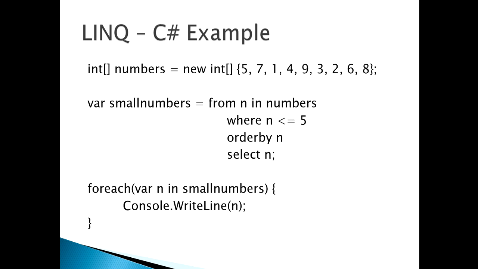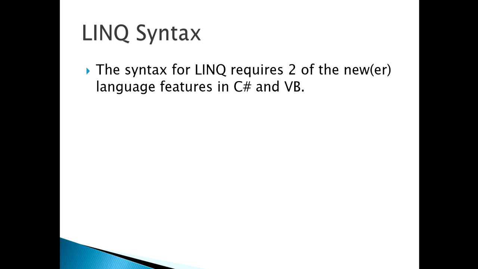Just a quick example here, with an array of integers, I might do this kind of expression: from n in numbers, where, and then an order by, and then we finally say select n. So the select comes at the end, and the from comes at the beginning, right? We'll get into the details a lot more coming up, but just in terms of the syntax.